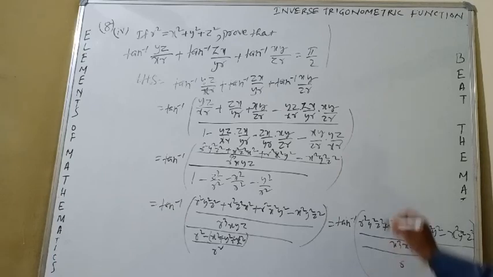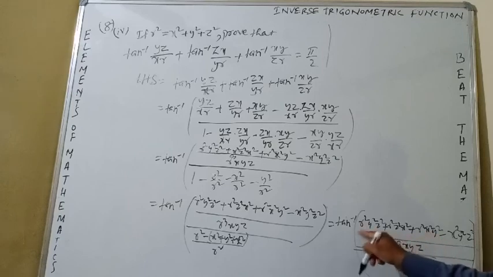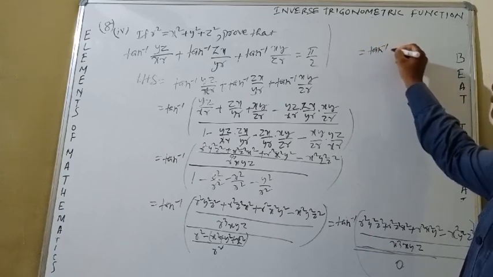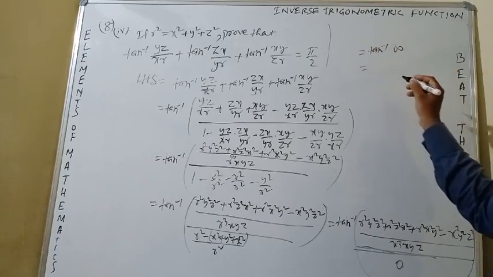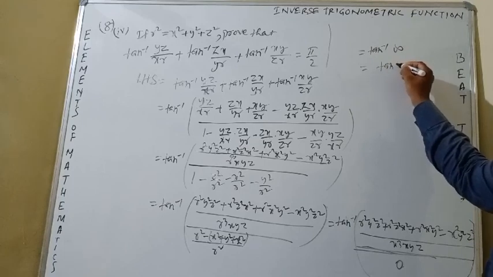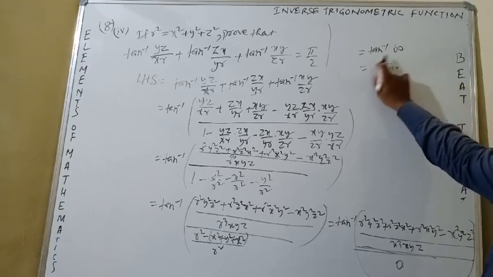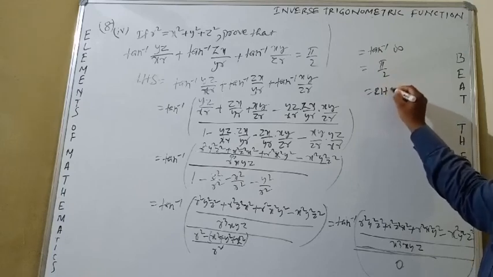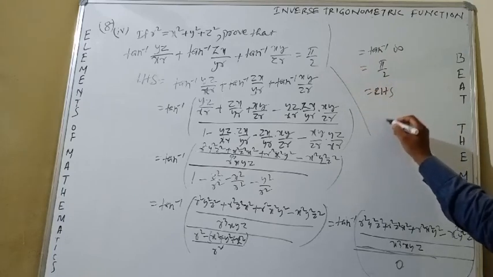Okay, this is equal to how much? This is equal to 0. This is equal to how much? Infinite. You write down here, is equal to tan inverse infinite. Tan inverse infinite is equal to how much? Pi by 2. Tan inverse infinite is equal to pi by 2. Is equal to RHS. Proved.